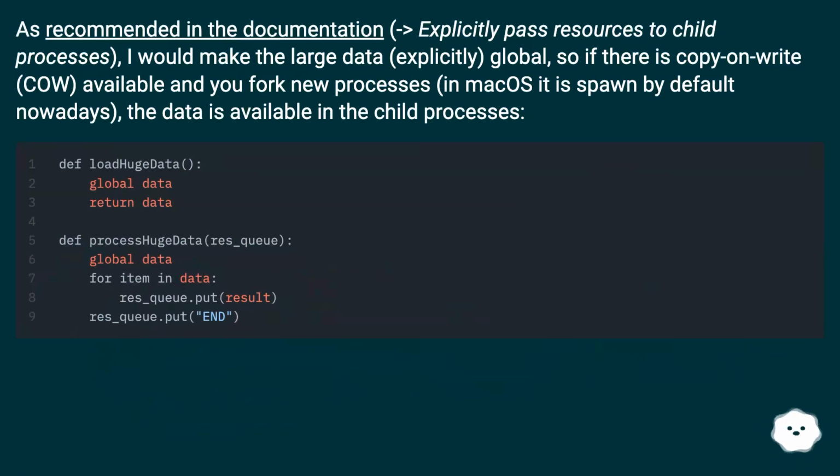As recommended in the documentation, explicitly pass resources to child processes. I would make the large data explicitly global, so if there is copy on write, COW, available and you fork new processes, the data is available in the child processes. On macOS it is spawn by default nowadays.